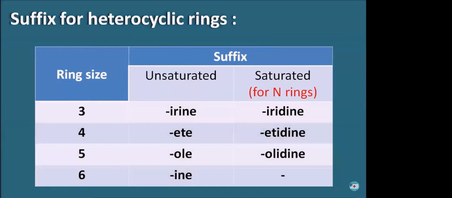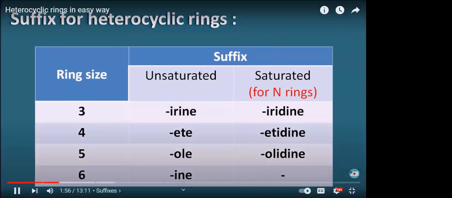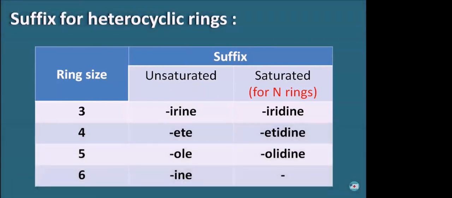So if the ring size is 3, and if it is unsaturated, that is the irene, and if it is saturated and nitrogen containing ring, it is the iridine. Similarly, 4, that is ete, and saturated etidine. 5, ole, and if it is saturated, olidine. And 6, ine, but there is no suffix for the saturated ring. From the ring size 6 onwards, the saturated rings will not have any particular suffix.